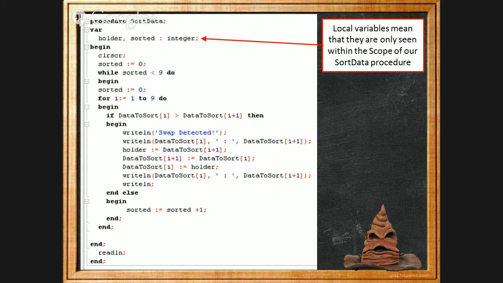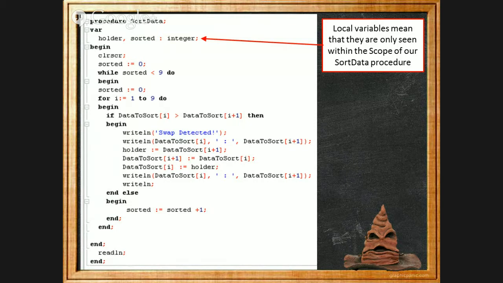So we're clearing the screen, that's nice and simple. We are assigning an initial value to sorted, which is 0. And the reason I'm using sorted is I'm using it to show whether the whole of my array is sorted. So I'm saying, while sorted is less than 9, reassign sorted to 0. So every iteration, we're going back to 0 and checking whether that array is sorted or not. And then I've got a for loop from 1 to 9.